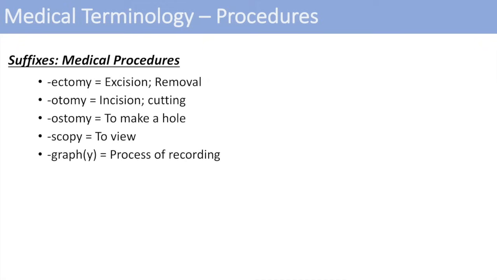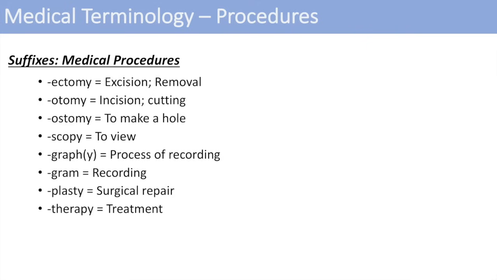Graph or graphy just means the process of recording. So a sonograph is the instrument for recording sound, or sonography is the process of recording sound. And again, a gram is just recording. So a mammogram is just a recording of your mammary gland. A plasty is a surgical repair. So again, as I mentioned, angioplasty, you're surgically repairing your artery.